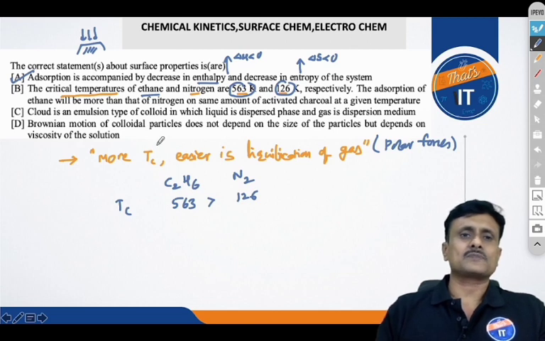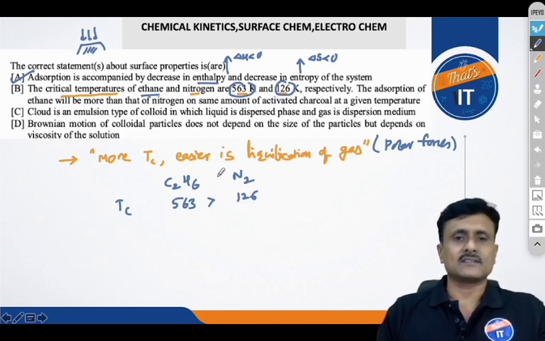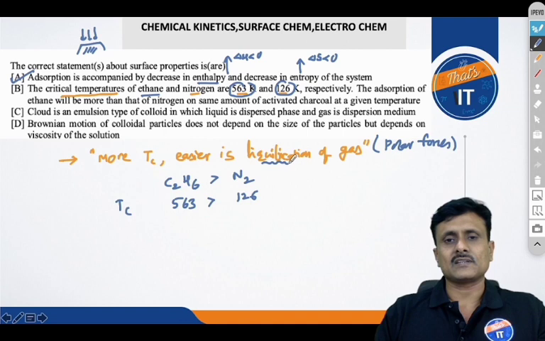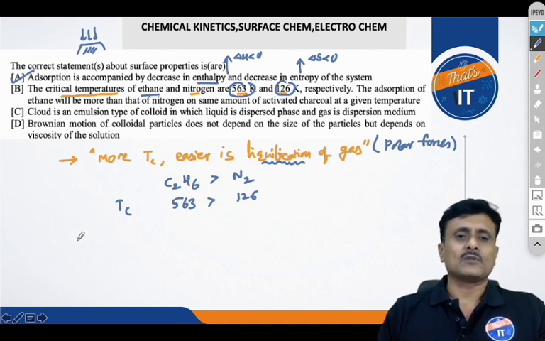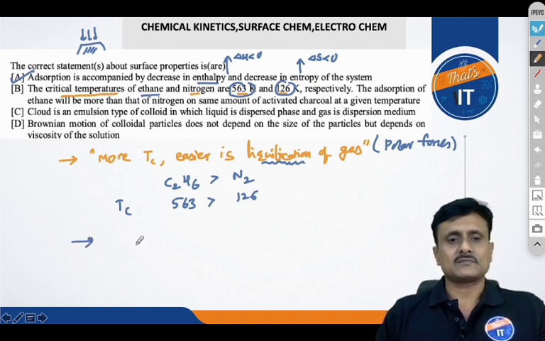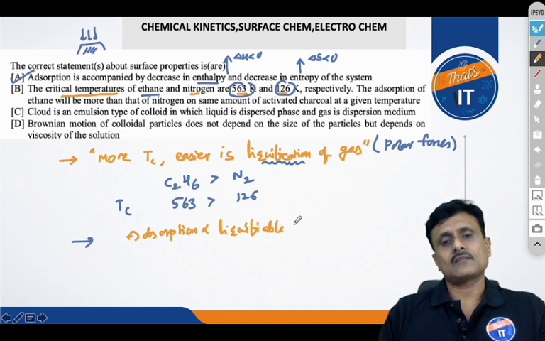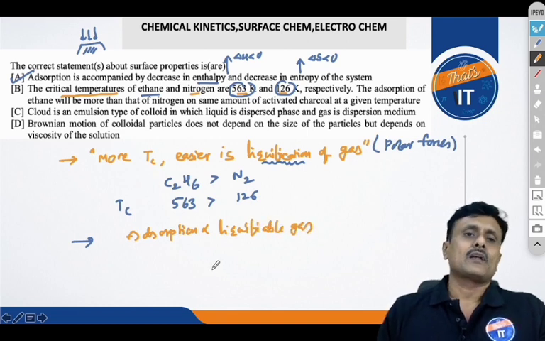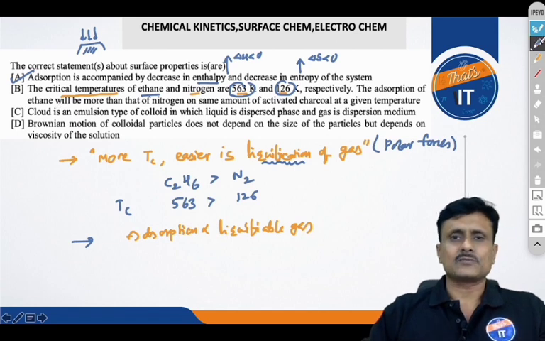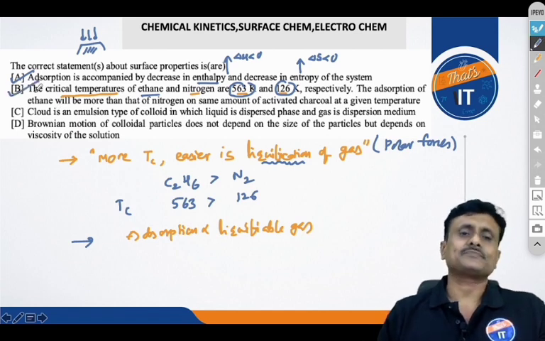Therefore, the adsorption of ethane is greater because it can be easily liquefied, as we know that the adsorption or rate of adsorption is higher for easily liquefiable gas. Therefore, option B seems to be correct only.